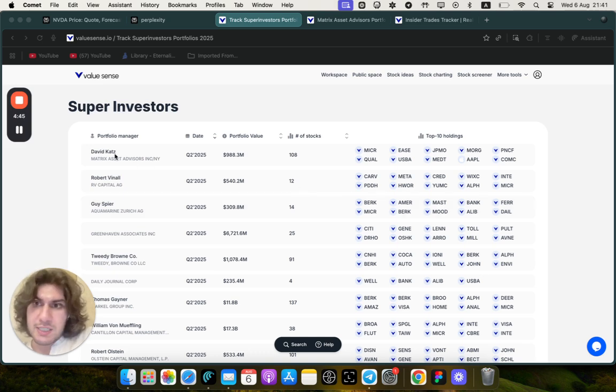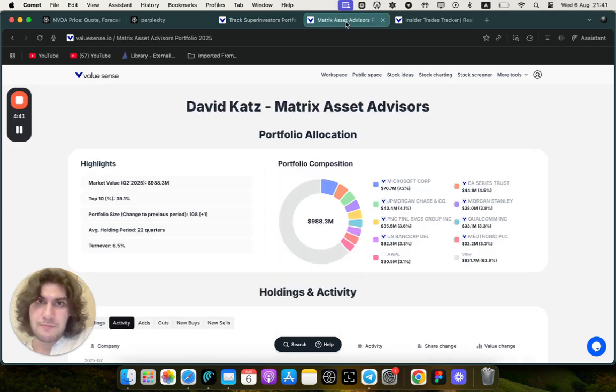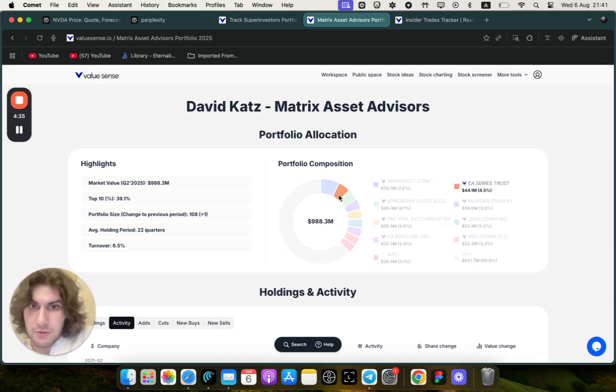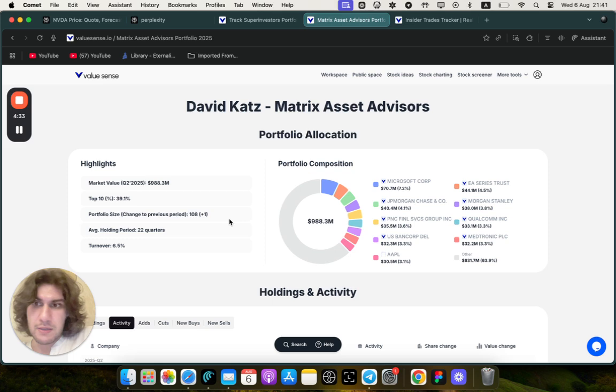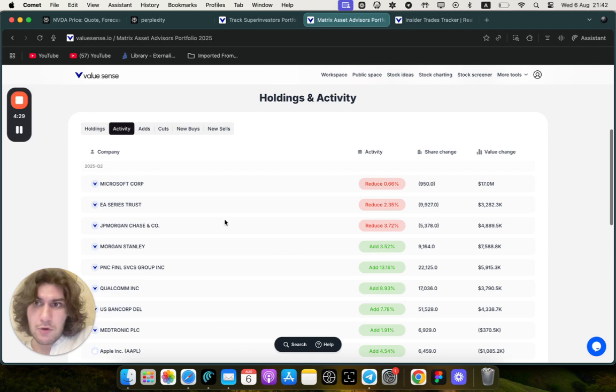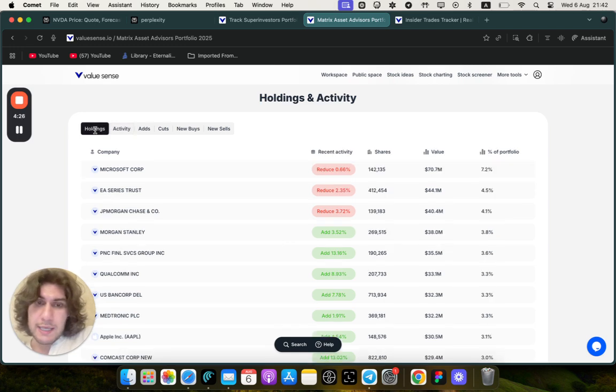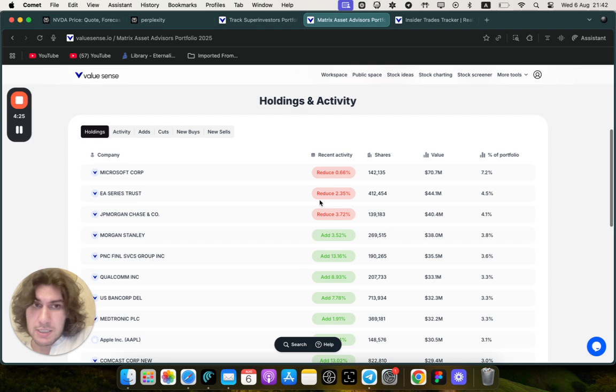that. For instance, we can go directly to Metrics Asset Advisory. We get to this page and we instantly see top 10 holdings and the portfolio concentration, portfolio value, and the portfolio size. But the most interesting thing is here. We instantly see holdings and what is the weight of each stock in the portfolio.